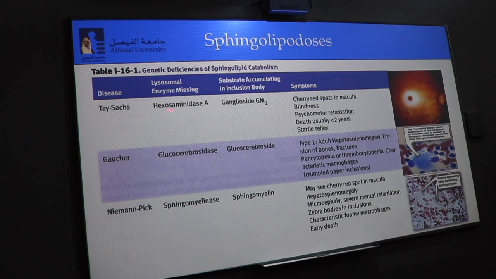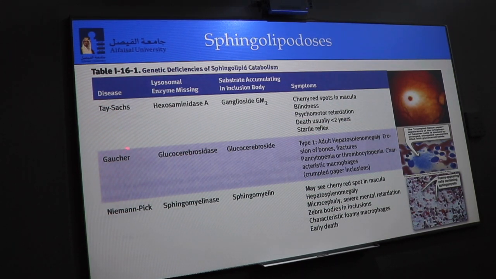Okay, just three examples. One is Tay-Sachs disease. It's characterized by deficiency in the enzyme hexosaminidase A. It's the enzyme that releases the hexose. After degradation, you know, we have sugar attached, right? So this will cause accumulation of ganglioside, and the symptoms are cherry red spot in the macula. It may cause blindness. It may cause also early death before the age of 2 years.